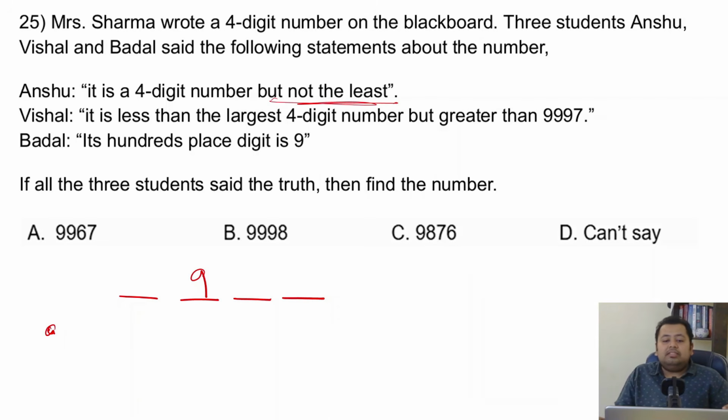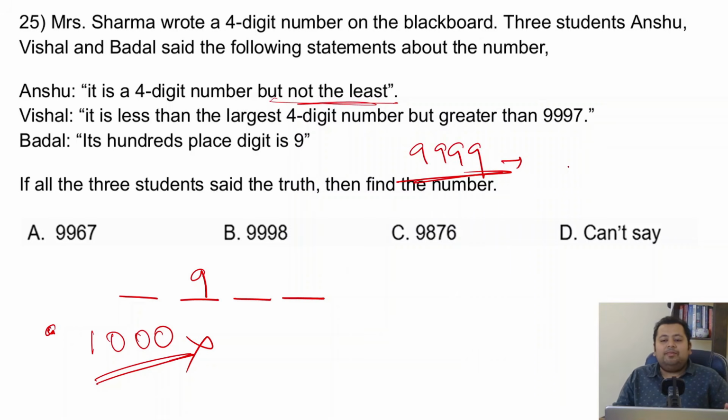Now, what is the least four-digit number? The least four-digit number will be 1000, and it is not that. So that's fine. Anshu is telling the truth. Now Vishal says it is less than the largest four-digit number, but greater than 9997. So what is the largest four-digit number? The largest four-digit number is 9999. It is less than that, but it is greater than 9997.